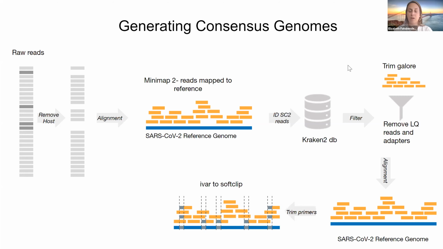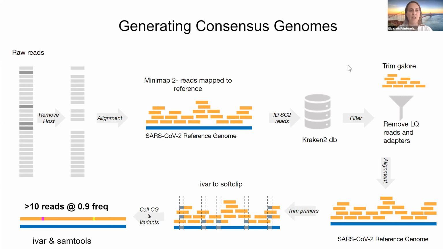iVar is used to soft clip the primers, and then the consensus genome is called and the variants are called. And so we require 10 or more reads to align to a specific location for the consensus genome to be called, and a base must be at 90% frequency for that base to be called.